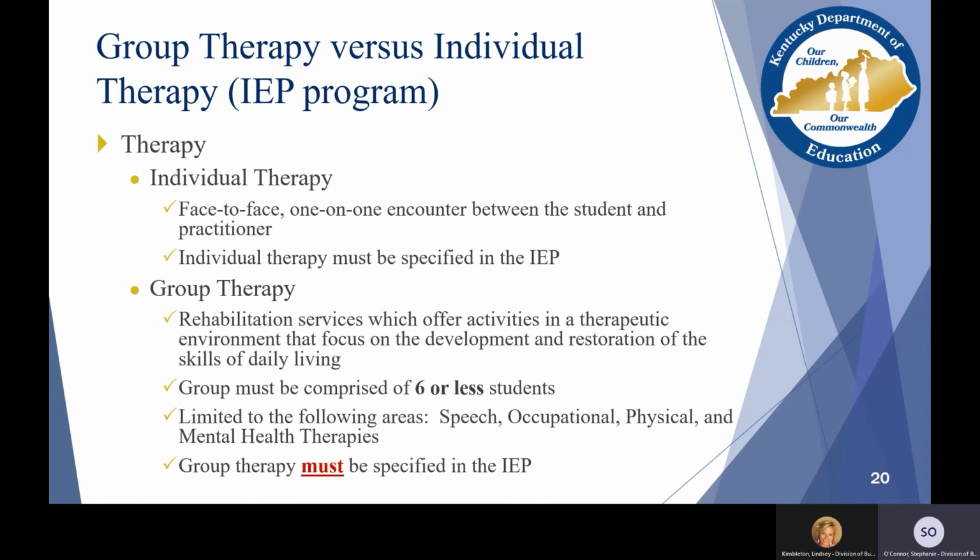But we want practitioners to have the flexibility throughout the year to switch from individual to group at any time. So KDE recommends that you list small group or individual therapy in the supplemental aids and services or under the least restrictive environment sections of the IEP. Putting it in one of these sections allows every practitioner listed in that IEP to have the flexibility to change from individual to group at any time throughout the school year.